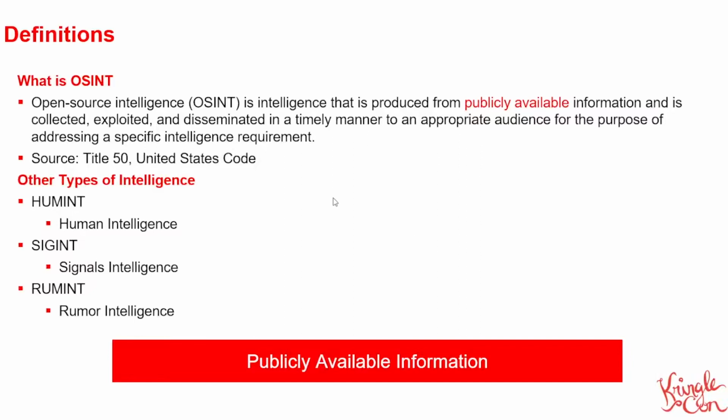There are other types of intelligence also that we talk about inside the intelligence community, but not necessarily in the CTF world or in the cybersecurity world. But we have human intelligence, or HUMINT. We've got signal intelligence, or SIGINT. And then there's always the famous RUMINT, or rumor intelligence. That's not a real one, but it's a fun thing to talk about.